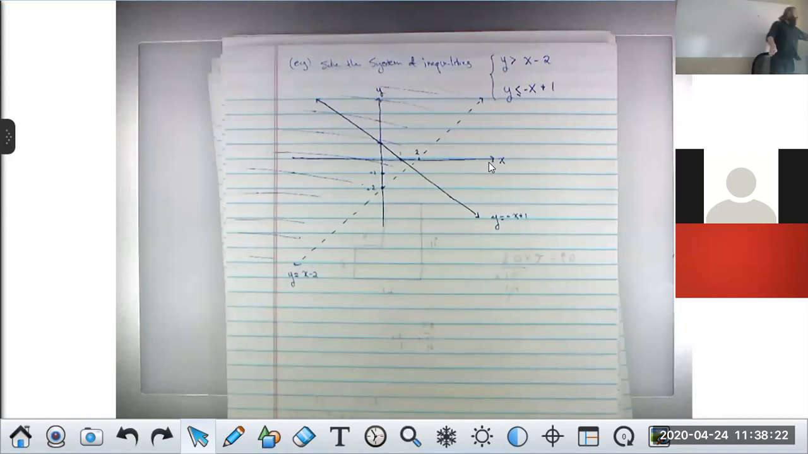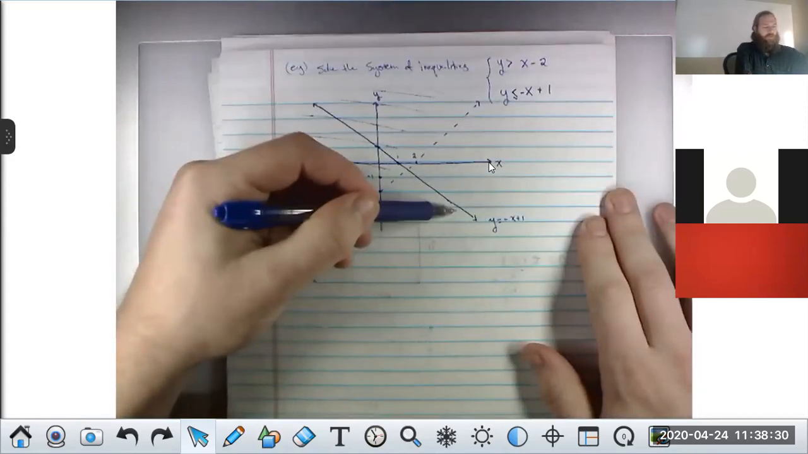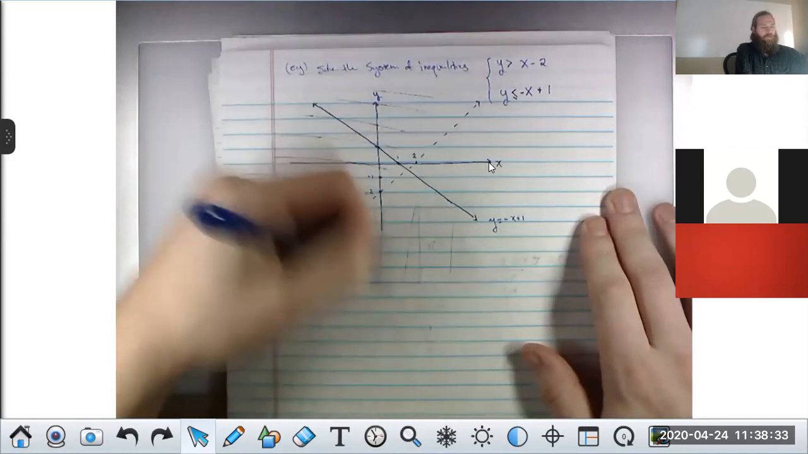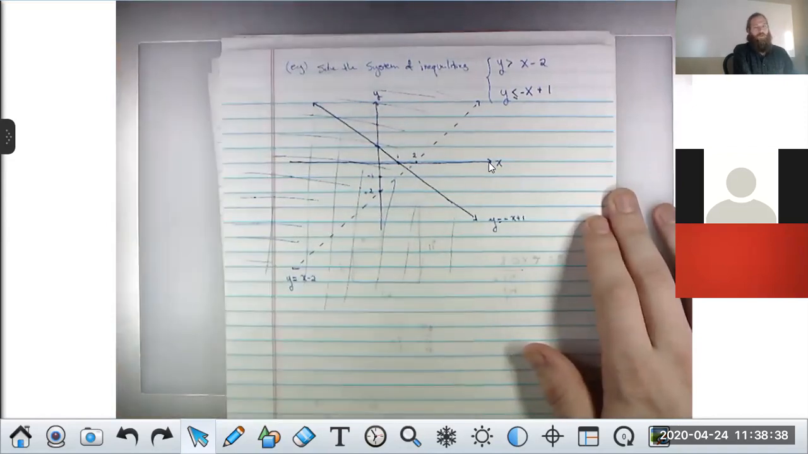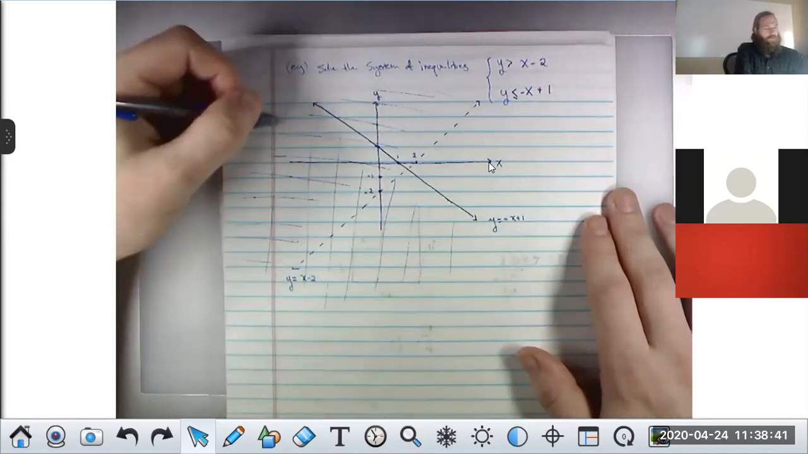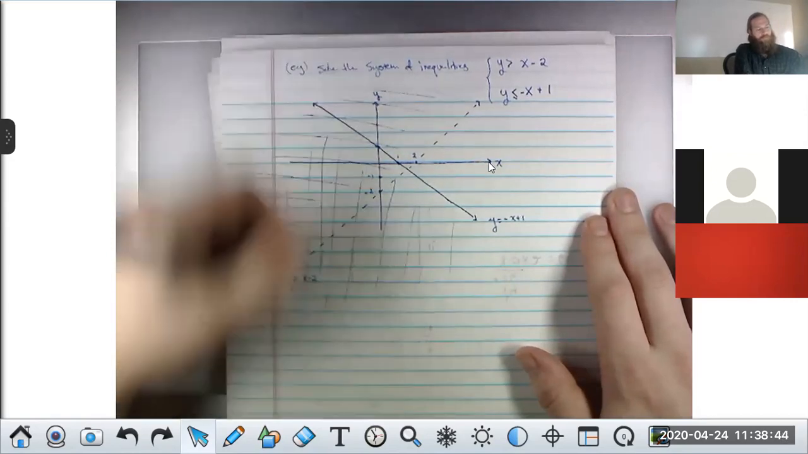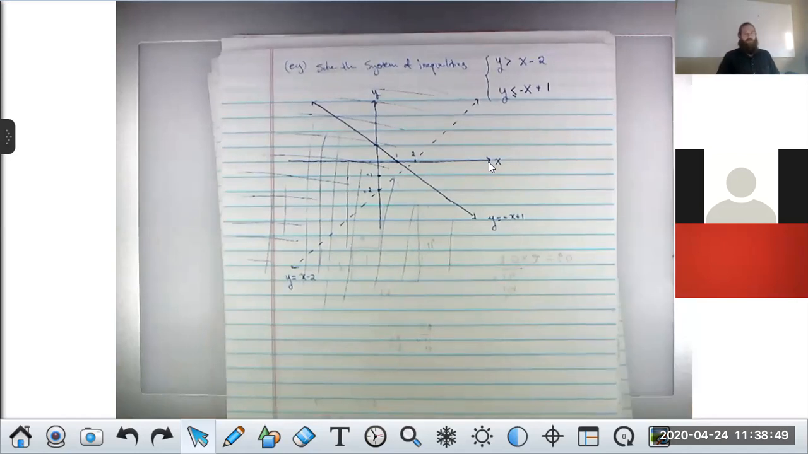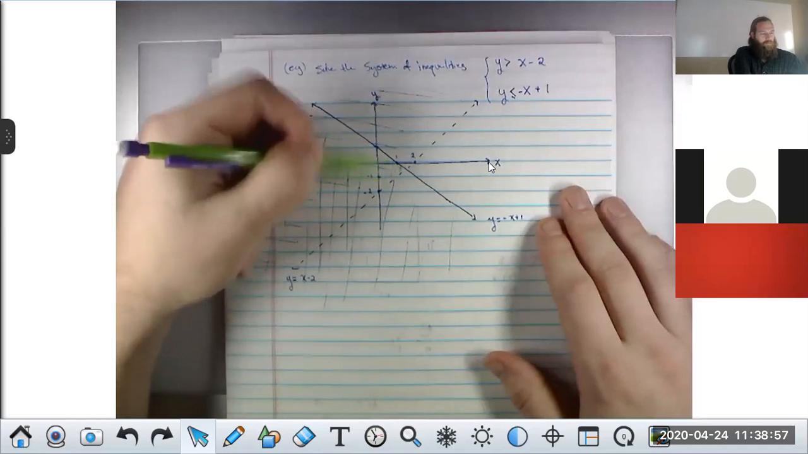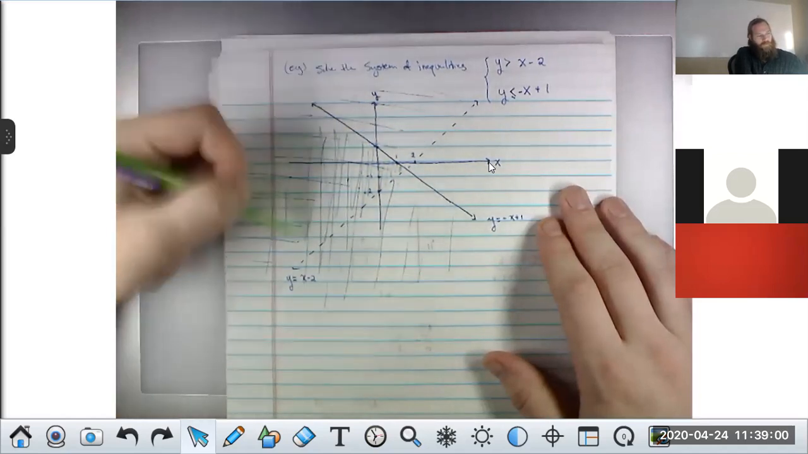Solution to the second inequality will be all the points below that solid line. So the solution to the second inequality is all of this stuff. Which means the solution to the system is the overlap. It's the stuff that's solving both the first inequality and the second inequality at the same time. So the solution to the system is this stuff.